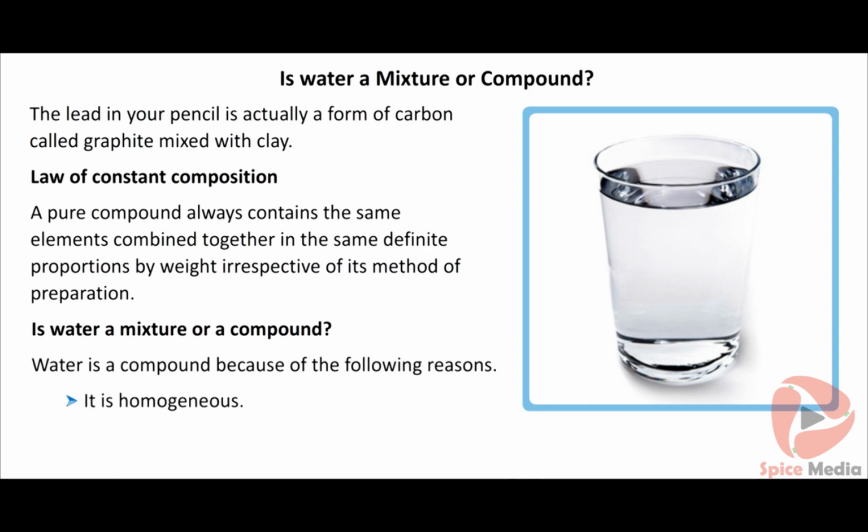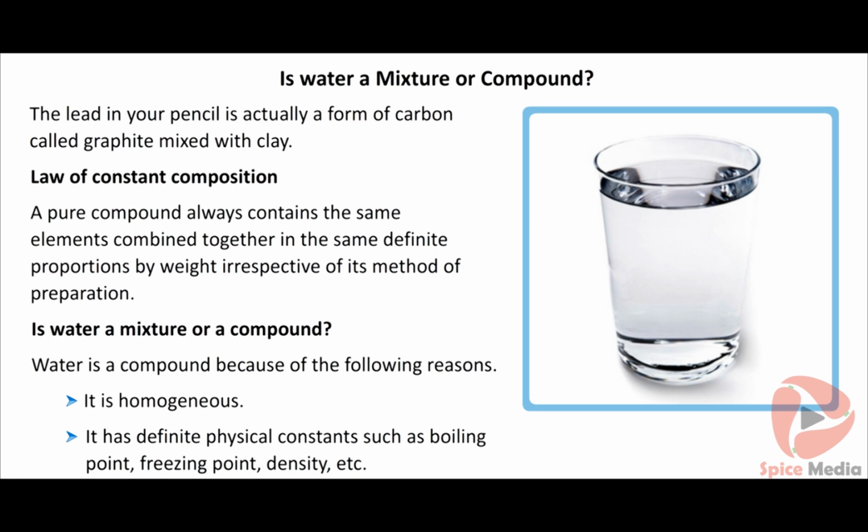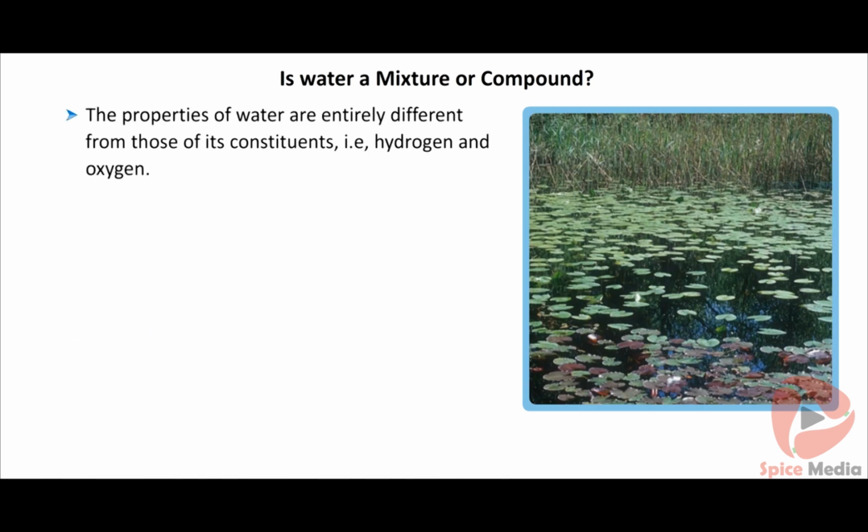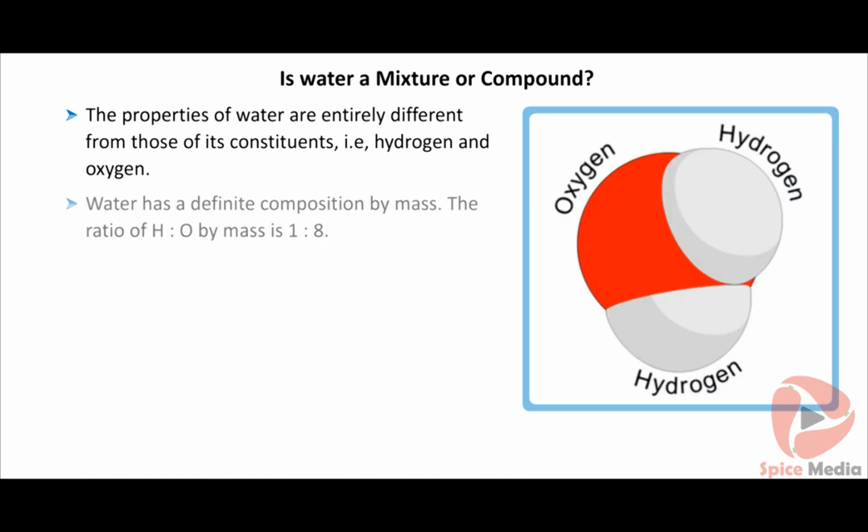It is homogeneous. It has definite physical constants such as boiling point, freezing point, density, etc. The properties of water are entirely different from those of its constituents, that is hydrogen and oxygen. Water has a definite composition by mass. The ratio of H to O by mass is 1:8.